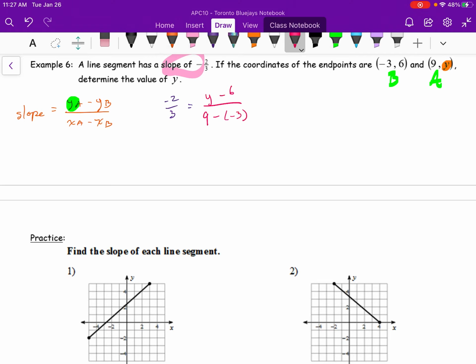All right, I think the next step is just to clean up, make it look pretty. So what I get is -2/3 is equal to y minus 6. I'm going to clean up this denominator in which I know that 9 minus -3 is actually 12. Now, what I could do is cross multiply to try to simplify this. What I get is -2 times 12 is equal to y minus 6, that's one entity, times 3.